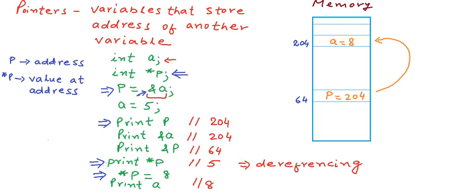So this was some of the basics of pointers. In the coming lessons, we will see some code snippets where we will see some of the common errors that we make while using pointers, and we will also learn pointer arithmetic and pointers in the context of arrays.